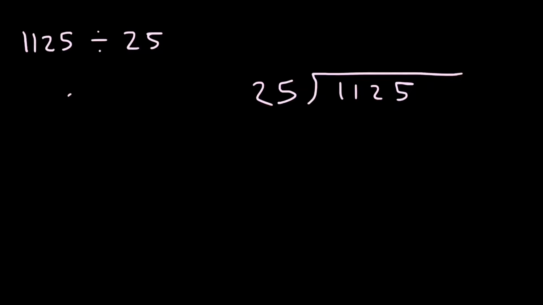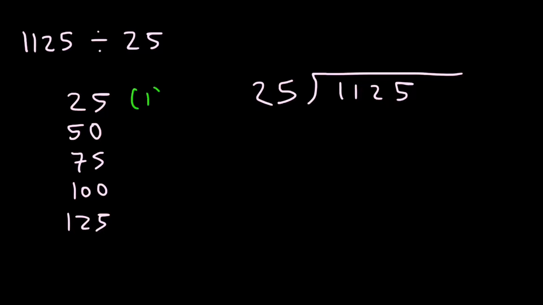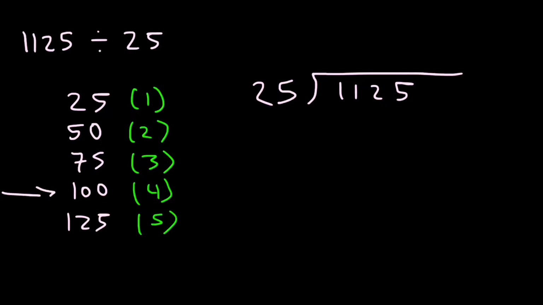Well, let's make a list. 25 plus 25 is 50. If we add another 25, it's 75. And then 100. And then 125. So 25 times 2 is 50. 25 times 3 is 75. Times 4, it's 100. And 25 times 5 is 125. So 125 exceeds 112. But 100 is less than 112. So therefore 25 goes into 112 4 times.